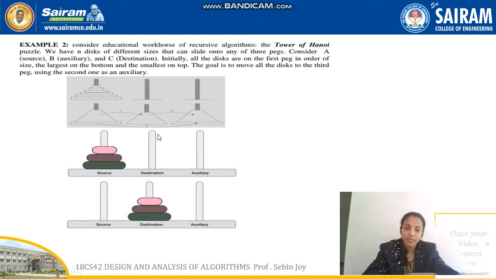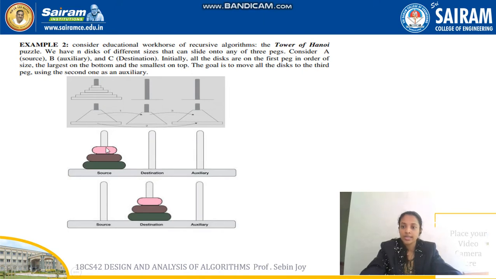Another famous example of a recursive algorithm is the Tower of Hanoi problem. As you know, in the Tower of Hanoi problem you will be given some needles and discs, and you have to move the discs from one needle to another needle in such a way that only one disc is moved at a time, and always the smaller disc is on top of the bigger one.